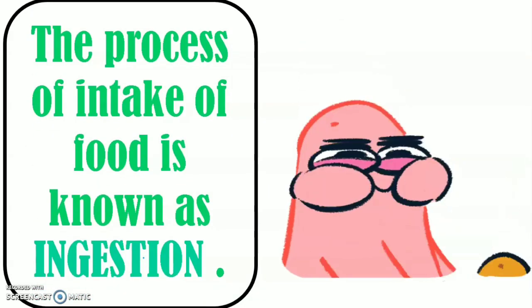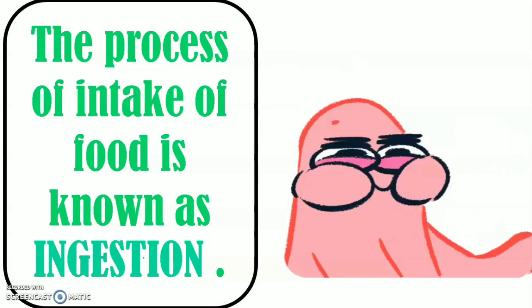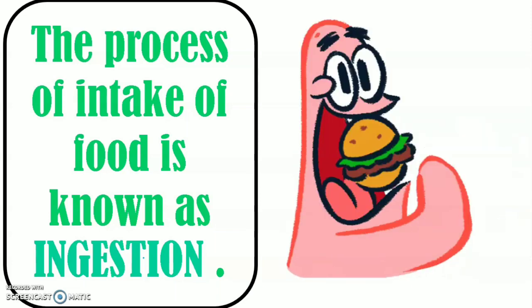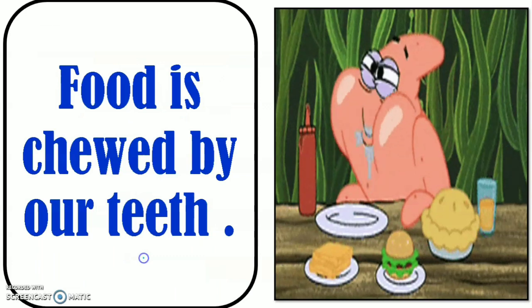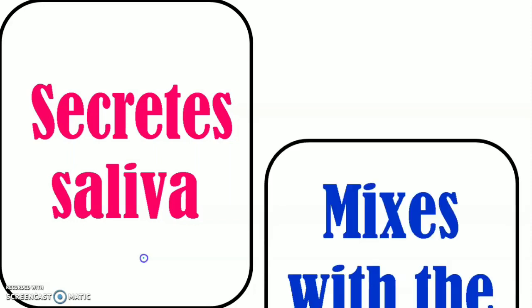The process of intake of food is known as ingestion. So when we put our food in the mouth, when we put the food in our body, that process is known as ingestion. Then the food is chewed by our teeth. Let's talk about the salivary glands now. So the salivary glands secrete saliva. The saliva is one of the digestive juices that we need for digestion.